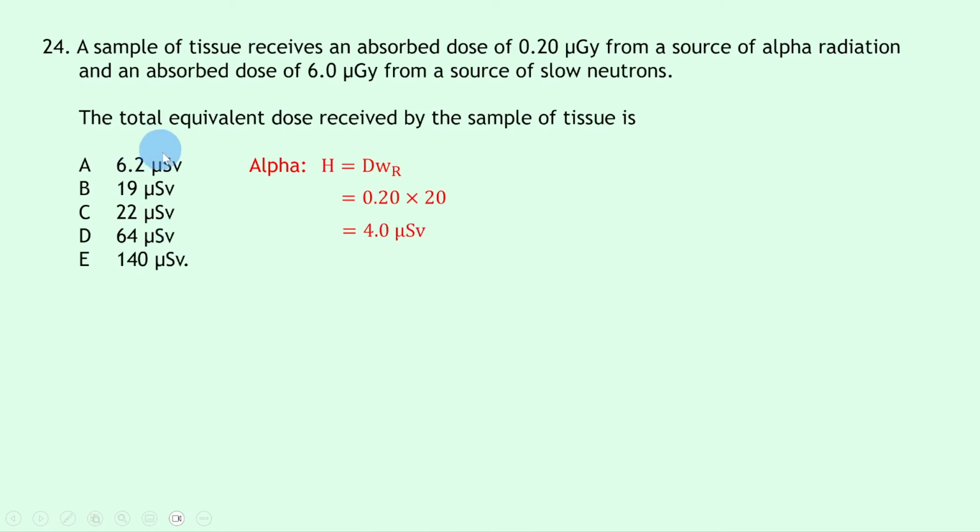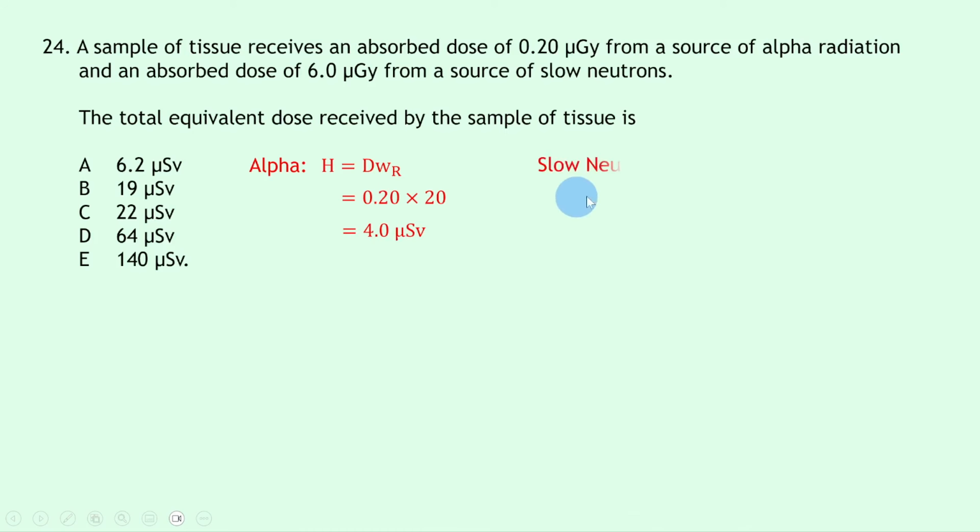Now notice how our final answer is in microsieverts, so that's why I didn't convert that prefix of micro into 0.20 times 10 to the minus 6 grays. It's because I know that my final answer is in micro, so as long as I remember that this is still in micro, then my final answer here must be micro.